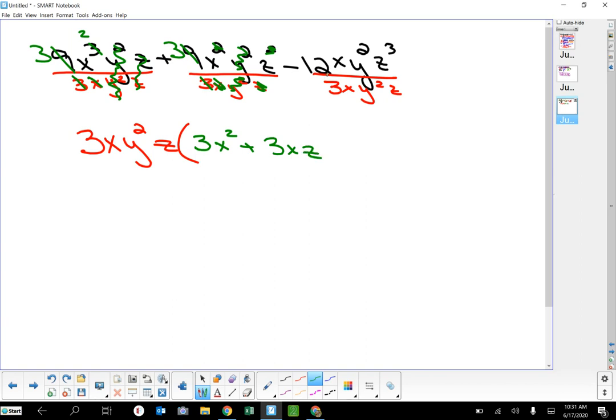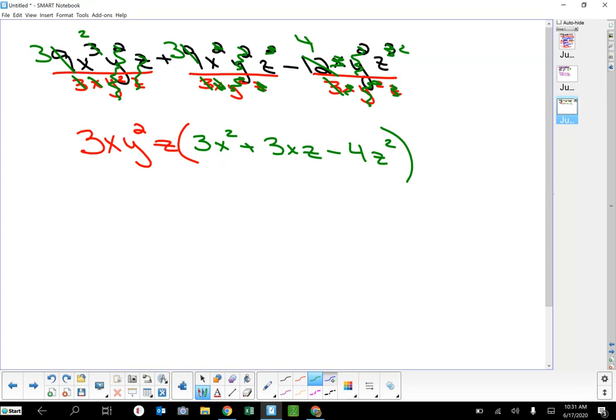And then I have negative 12 divided by 3, which is a negative 4. The x's cancel because there's an x on top, x on the bottom. Y squared and y squared, so those will cancel. And z cubed over z will leave me a z squared. So I have minus 4z squared. All right, so that's the way to do that without using all that breakdown method.